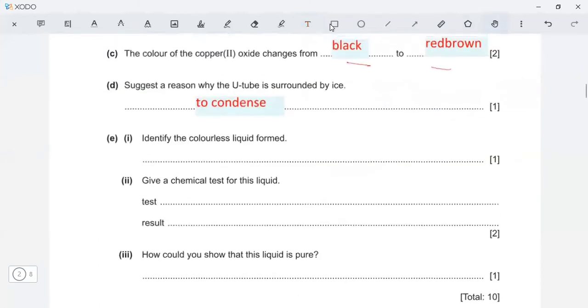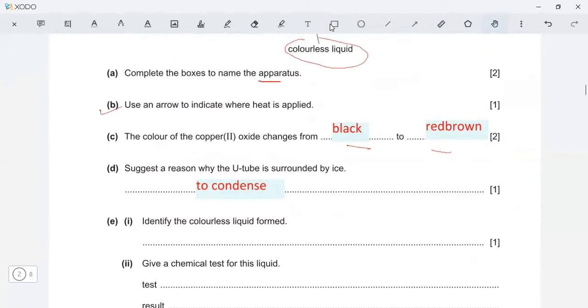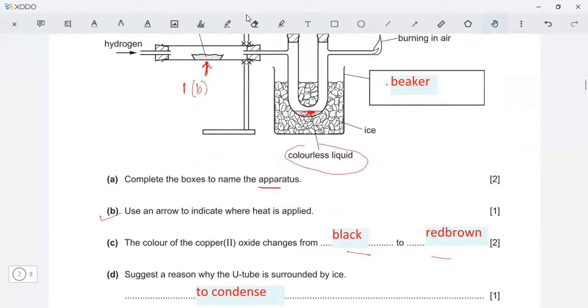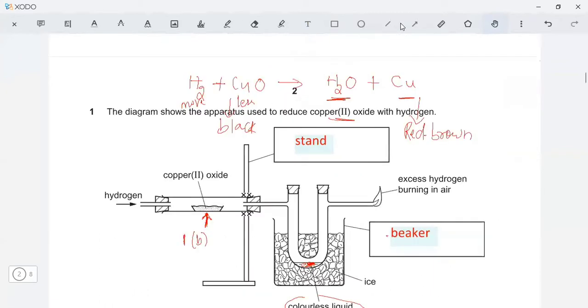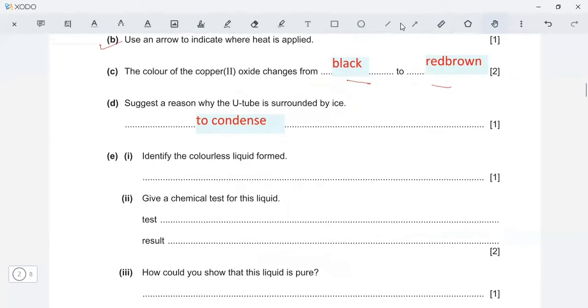Okay, so no queries. So let's answer the next questions. First bit, identify the colorless liquid formed here. What is the colorless liquid produced in the chemical reaction? Already I said the colorless liquid is going to be water, right? When hydrogen reacts with copper oxide, the copper oxide is reduced to form a colorless liquid, H2O, and copper, a neutral metal. So the colorless liquid is water. Simply write water over here.